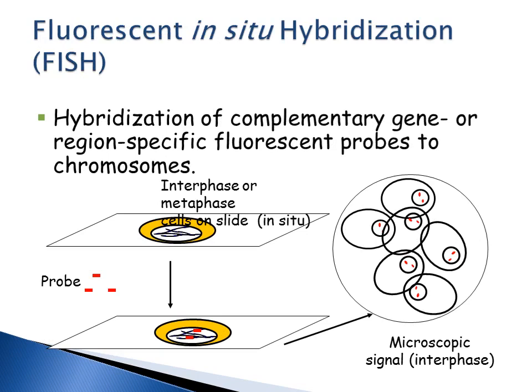So you have the hybridization of your complementary gene or region specific probe to your chromosome, and this can occur during either interphase or metaphase cells on your slide. So if you have that complementary region to whatever your probe is, it's then going to bind, and you're going to be able to see that signal within the nucleus under a fluorescent microscope.